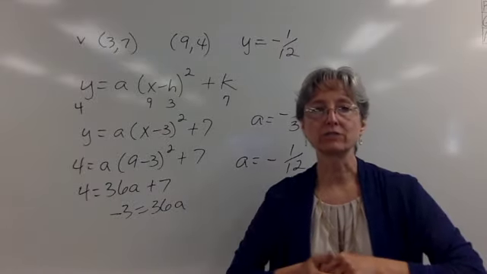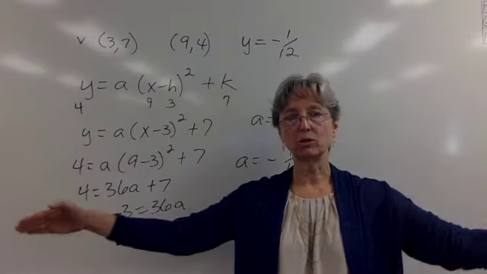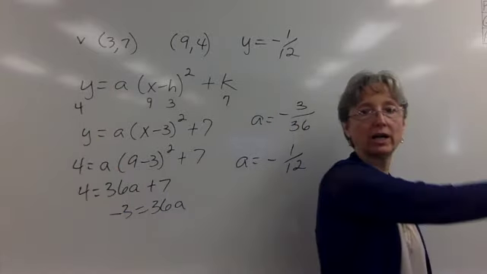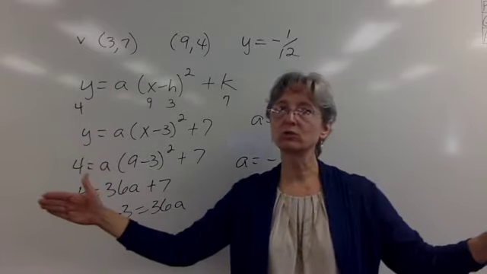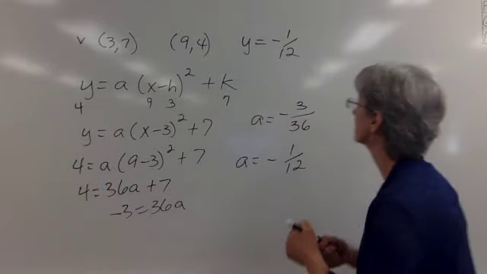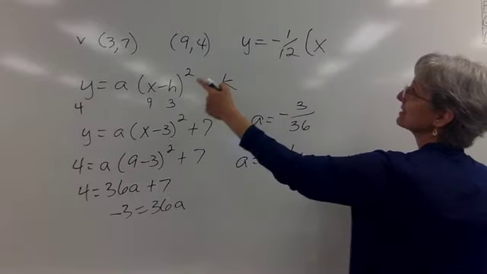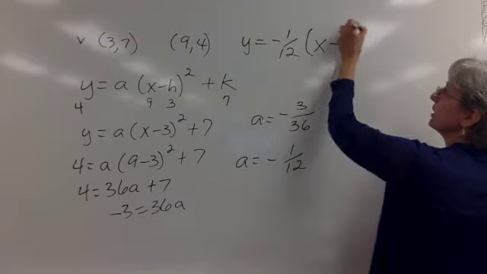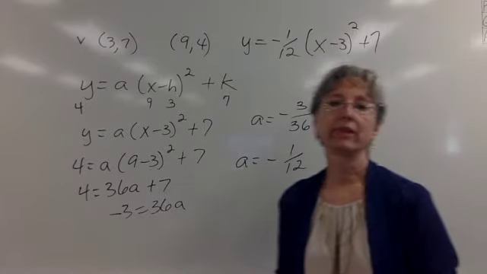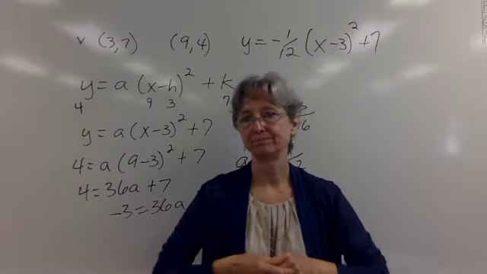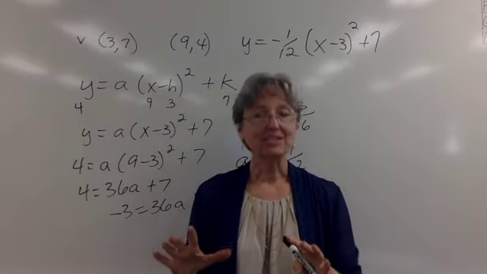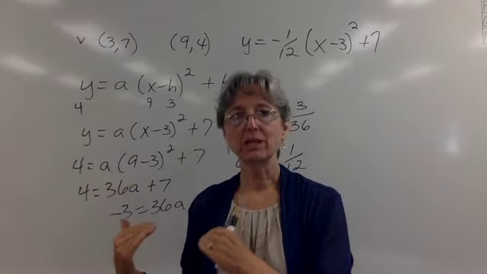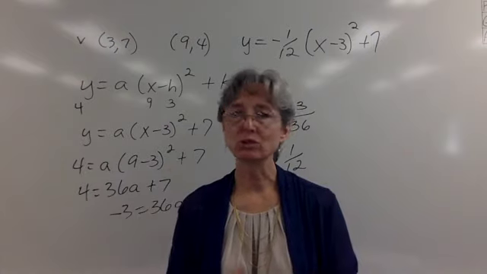Think about this dolphin's jump. Its parabola opens down, and it's very wide this way. So that negative 1/12 makes perfect sense. And this is my X, X minus 3 squared plus 7, and there is my equation. All right? A lot of steps to it, only because I explained it so deeply. Once you grasp how to do it, it's really not that hard.